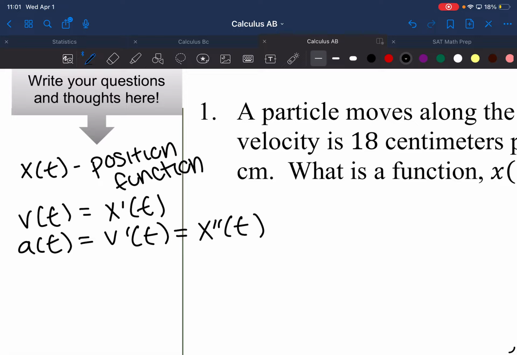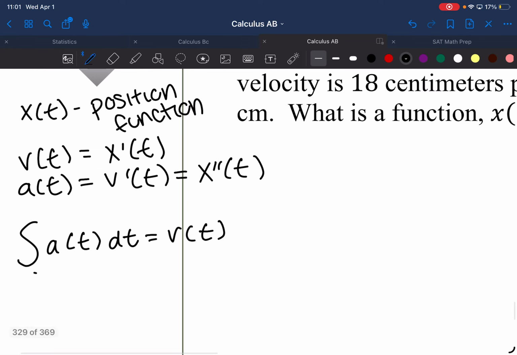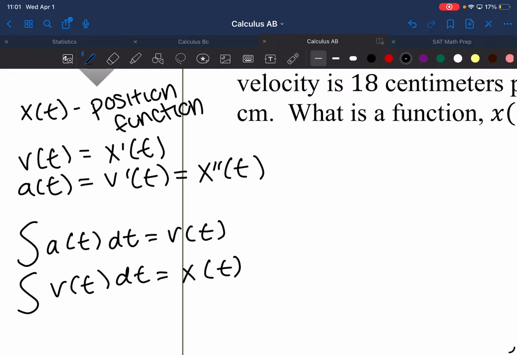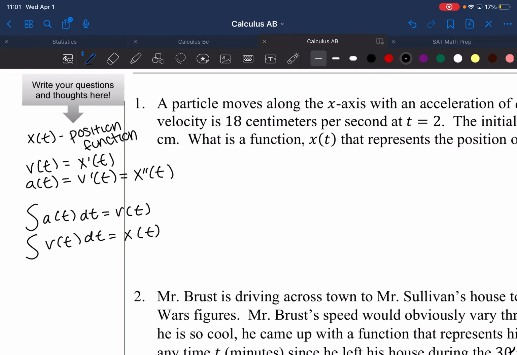Now, talking about integration, since integration is the opposite of a derivative, we're simply going to work backwards. Which means if we're given the acceleration, in order to find velocity, we integrate acceleration, and that gives us velocity. Then we can integrate velocity to give us the position function. So the first part is derivatives, the second part is the opposite, which is integrals. Using that information, we're now going to solve number 1.